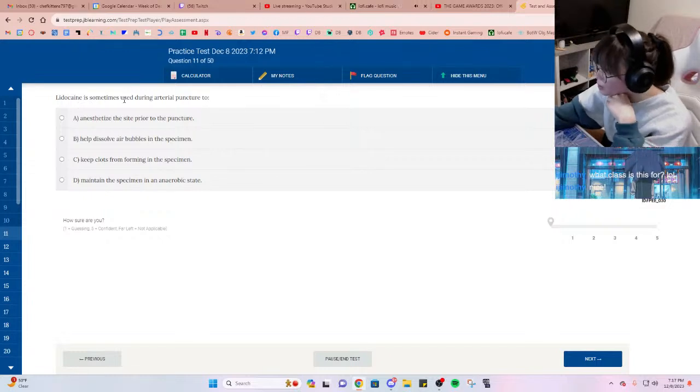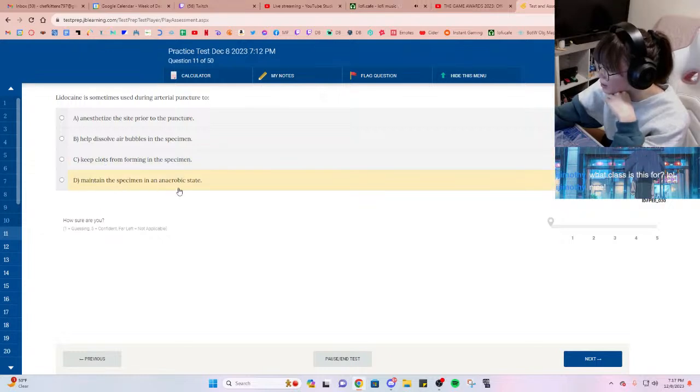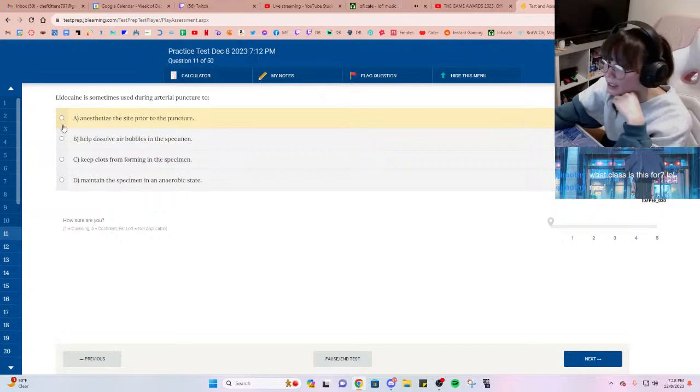Lidocaine is sometimes used during arterial puncture to anesthetize the site prior to the puncture, help dissolve air bubbles in the specimen, keep clots from forming in the specimen, or maintain the specimen in an anaerobic state. I think it's anesthetize the site prior to the puncture, because that's what lidocaine does.